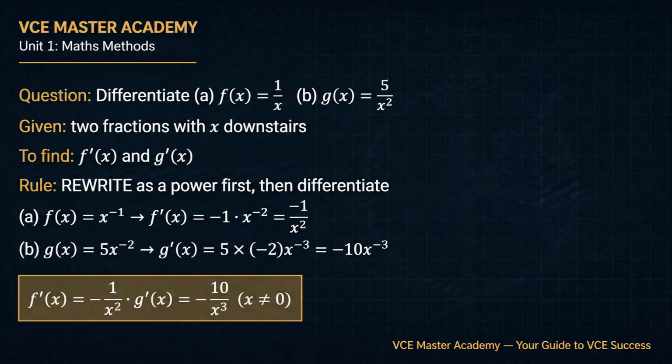Translate both back to fractions and box them. Negative 1 over x squared and negative 10 over x cubed for x not equal to 0. Notice both came out negative. On these curves, that's no accident, and you'll see why on the graph shortly.